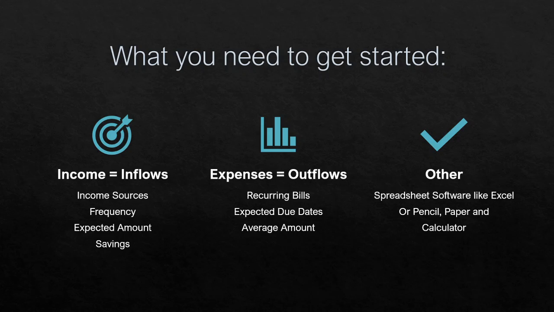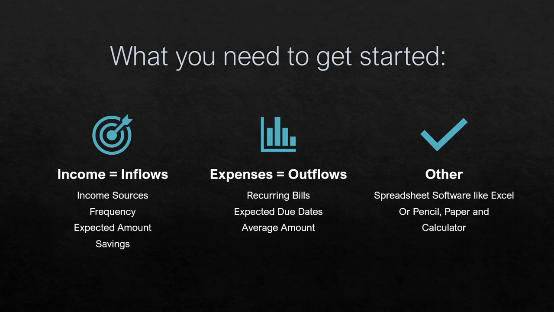So you'll need to know the various income sources and what their frequency is. Like, is it monthly? Is it twice a month? Is it every other Friday, etc.? And then, of course, what the expected amount of that income is for each pay period. And then lastly, if you have any savings on hand, you'll want that for the starting point in our spreadsheet. And of course, your checking account balance to start with.